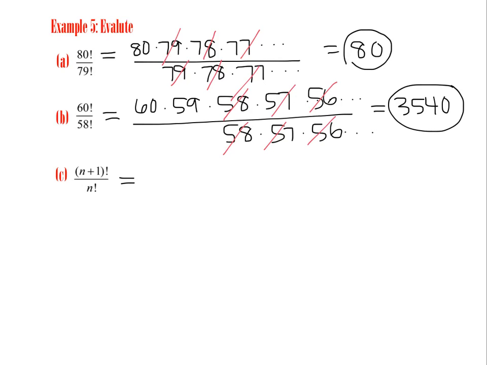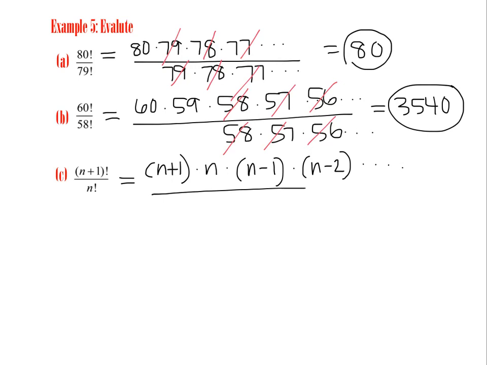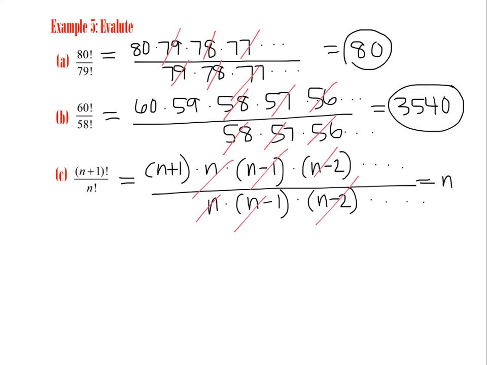Think about n plus 1. Okay, so it would start with n plus 1. Then you'd multiply by 1 less than that, which is just n. And 1 less than that would be n minus 1. And 1 less than that would be n minus 2, etc. If we start with n, 1 less than that is n minus 1. 1 less than that is n minus 2, etc. So in this case, we would just be left with n plus 1.